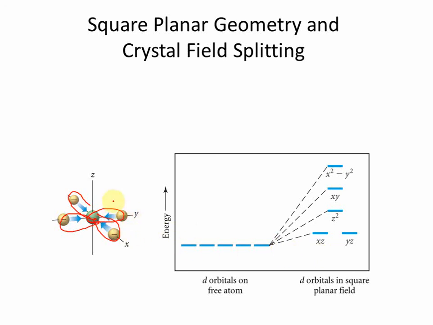And you're typically going to see square planar complexes with d8 metals. So they have 8 electrons in the d orbitals. And most of these complexes are going to be low spin complexes.